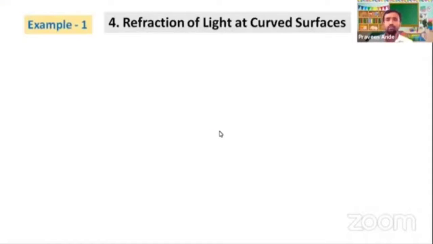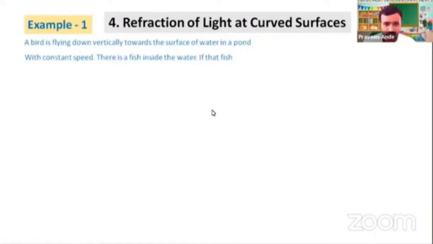Right. Example 1. It is simply asked: a bird is flying down vertically towards the surface of water in a pond with a constant speed. There is a fish inside the water. If that fish is exactly vertically below the bird, right? So here it will appear to the fish to be.